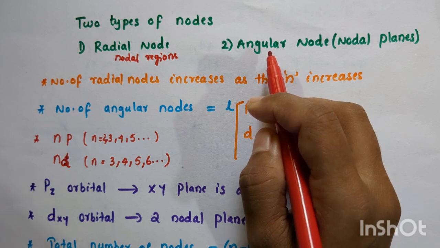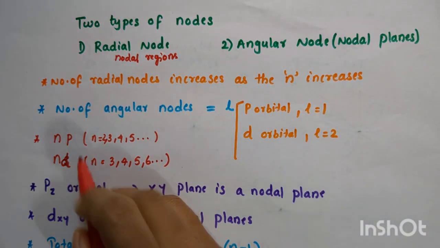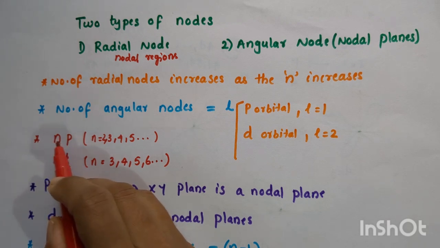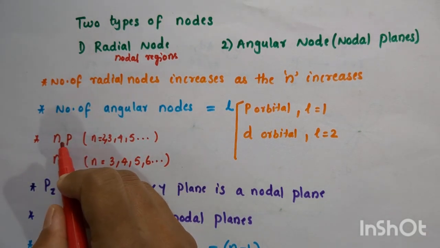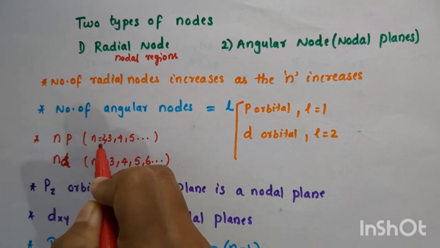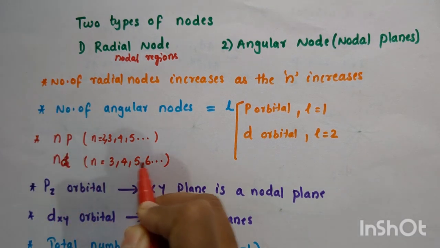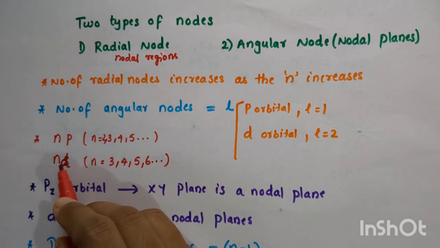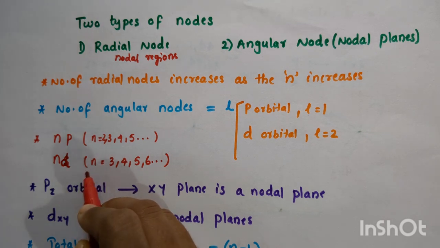If you consider the np orbitals as well as nd orbitals: for np orbitals, the n value can be 2, 3, 4, 5, etc., because the minimum value of the principal quantum number for the p orbital is 2. For nd orbitals, the n value can be 3, 4, 5, etc., because the minimum value of the principal quantum number is 3 for the d orbital. So 2 or 1 is not possible here.